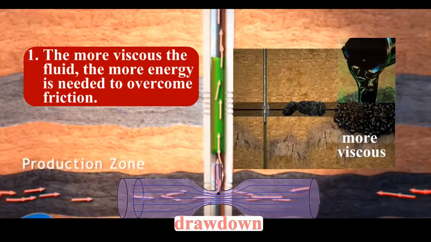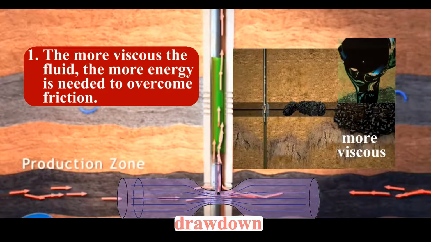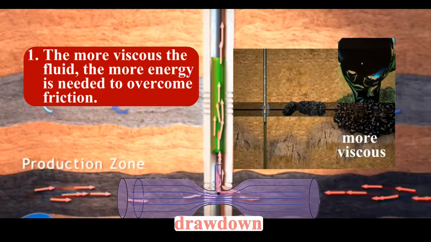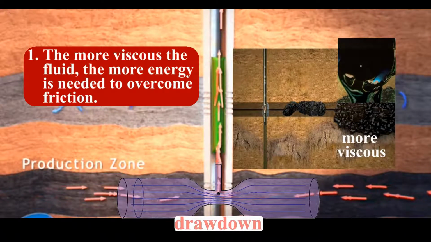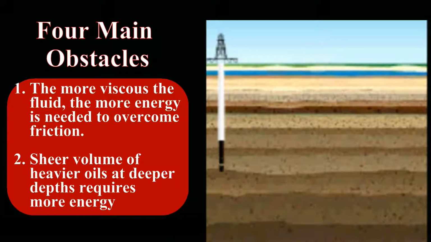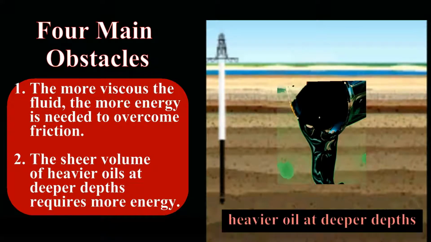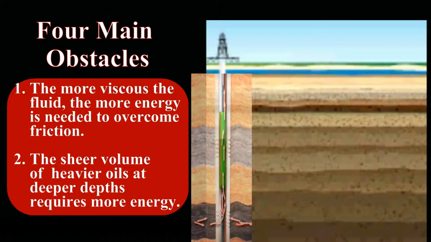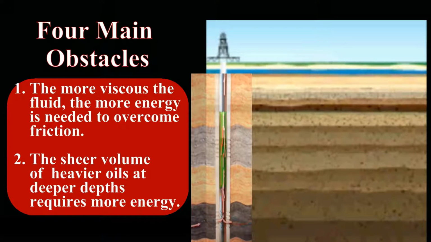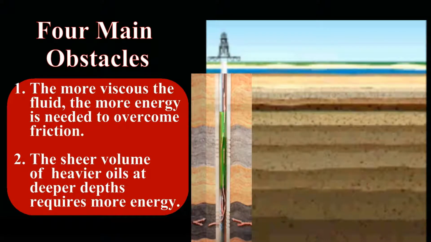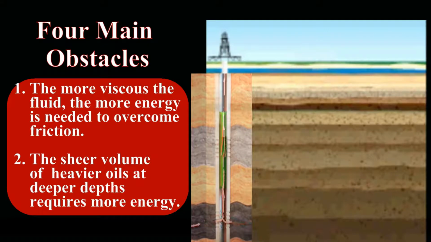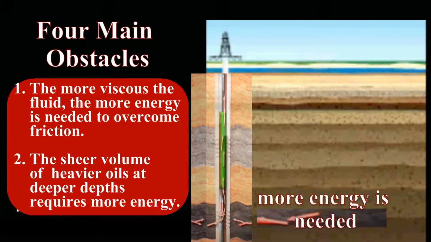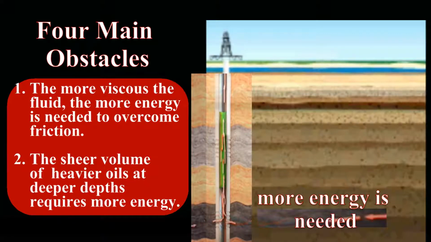Drawdowns are accelerated when production rates rise and when the fluids become more viscous. The second obstacle comes about in fields with denser oils and deeper depths. The sheer volume of those heavier oils inside deep wells means that to push these to the surface, more energy is needed from the reservoir to lift that added weight to the surface.